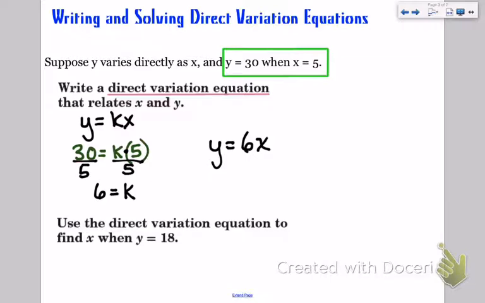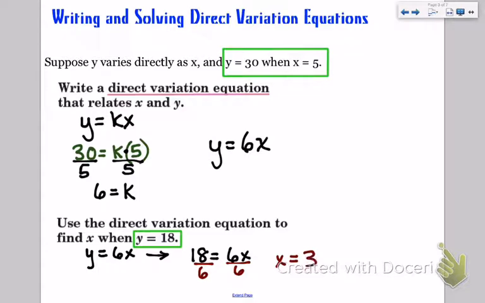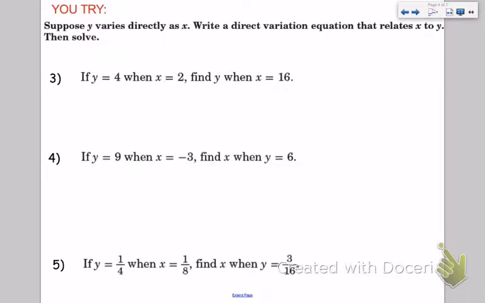So let's look at part 2 of this question. Use the direct variation equation to find x when y is equal to 18. So we're going to use y equals 6x, but then we're given the information that y is equal to 18. So let's go ahead and plug that in. 18 equals 6 times x. This is nice. We can solve this equation by dividing both sides by 6, and we get x is equal to 3. Go ahead and work on the Try-Its, and we'll meet at the next page for the rest of the notes.